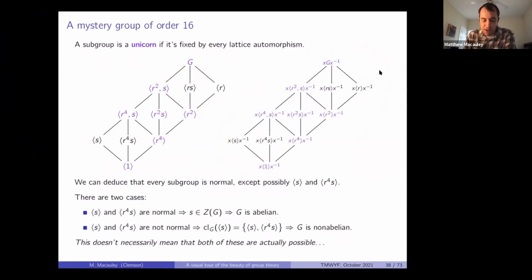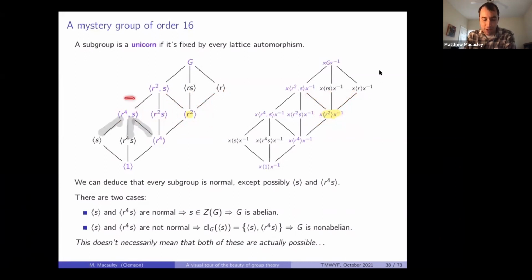Now, this subgroup R squared is the only subgroup of order 4 that has 3 parents. These guys have 1 parent. So when you conjugate this, it can't hide. This is the only guy over here that has 3 parents. So it has to be a normal subgroup. This is the only subgroup of order 4 that has 3 kids.